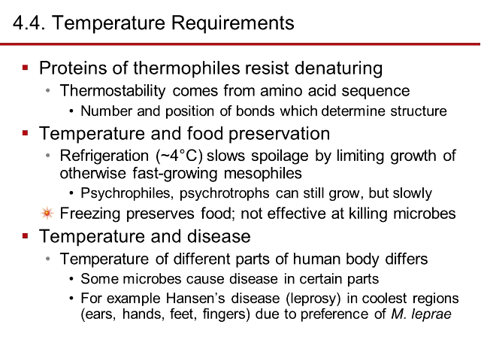So we look at temperature and disease. The temperature of different parts of the human body differs. Some microbes cause disease in certain parts of the body. For example, Hansen's disease, leprosy, occurs in the coolest regions, the ears, the hands, the feet, and the fingers, due to the preference of Mycobacterium leprae.